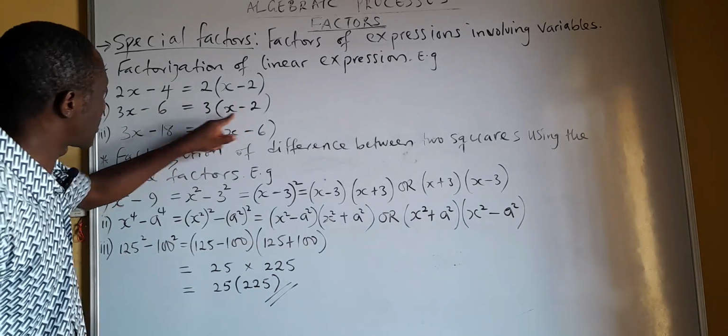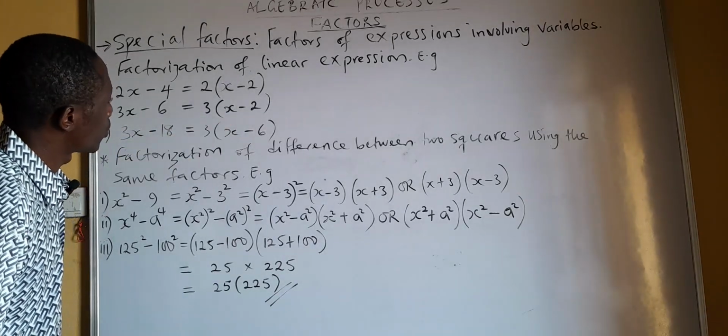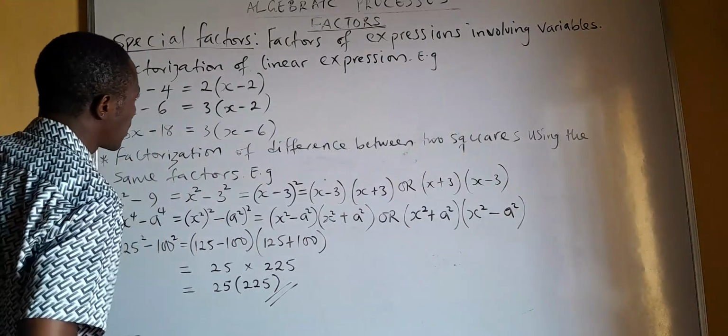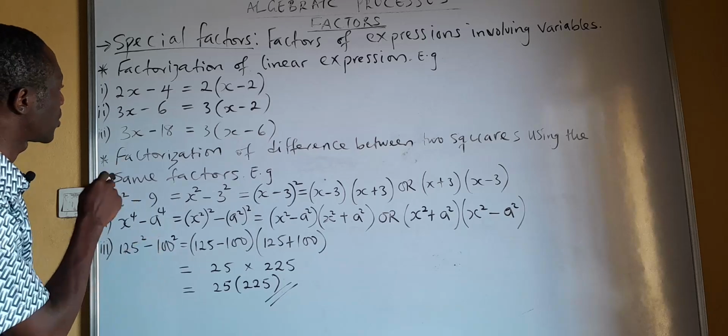If I open this bracket, I will get this back. 3 times x will give me 3x. Then 3 times minus 2 will give me minus 6, in that order.